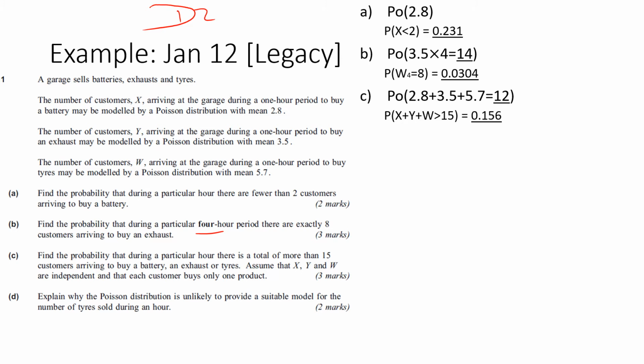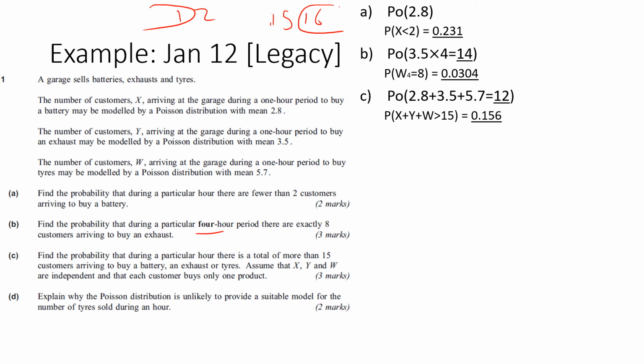And because it says more than 15, 15 isn't actually going to be your lower. 16 will be. So 16 is your lower, 1 times 10 to the 10 as your upper, because there's no limit to a Poisson. So upper bound is 1 times 10 to the 10. Your lower needs to be 16 for that 0.156.